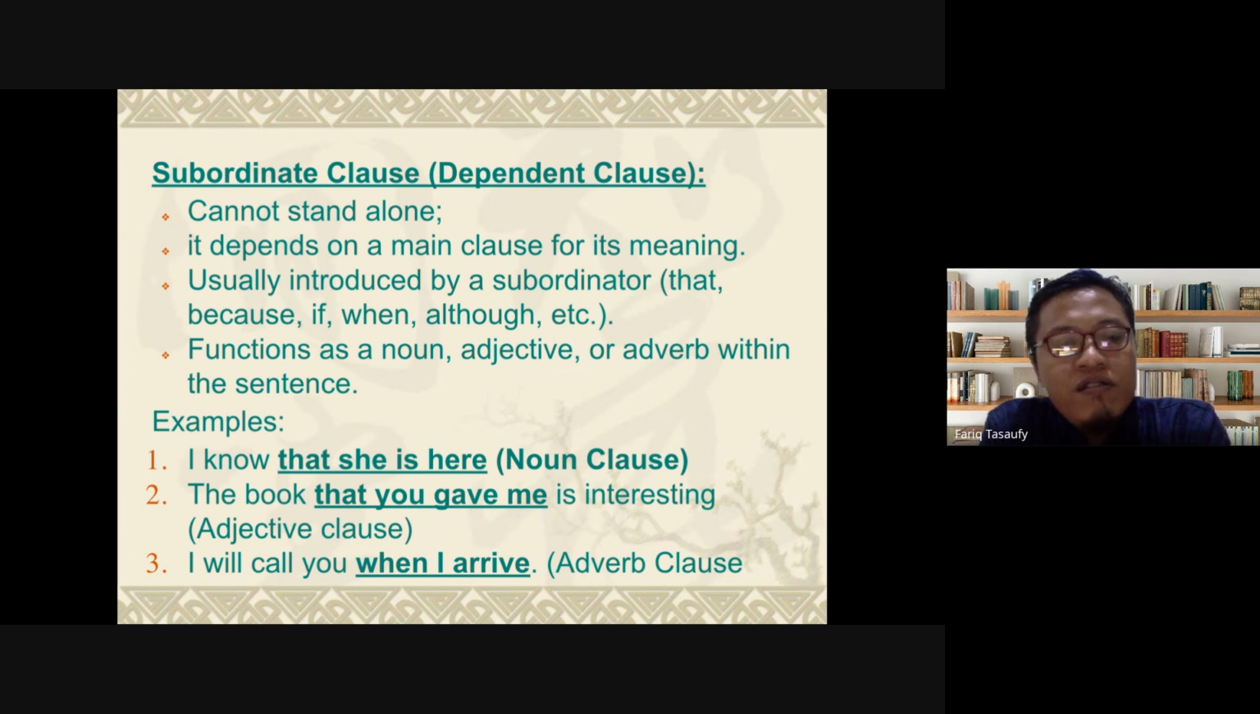And the third sentence is I will call you when I arrive. The clause when I arrive, you can pay attention to that. There is the subordinator when, right? And the next unit is I arrive, which is a subject and the verb, which we have to identify as a clause, but it functions as the adverb clause. I mean, it explains the adverb, the condition when it is. So I will call you when I arrive.